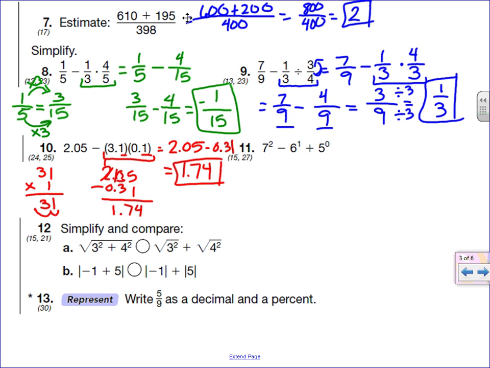In number 11, there's no rule for adding and subtracting things with powers, so we just need to solve for what these are. 7 squared means 7 times 7, which is 49. 6 to the first is just 6. Anything to the 0 power is 1. So 5 to the 0 power is 1. So 49 minus 6 is 43, plus 1 is 44.